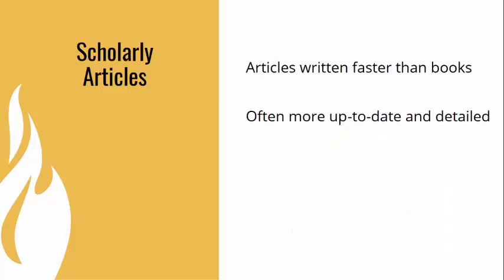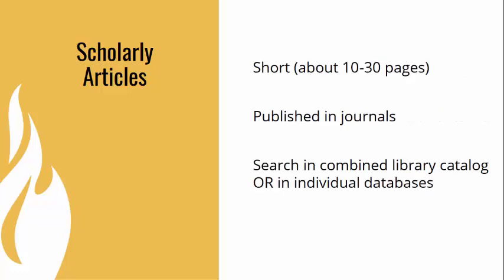It can take many years to publish a book, and it's much faster to publish an article. Because of that, scholarly articles often have more up-to-date information than books. Also, you'll probably get more detailed information from a scholarly article than from a book. Scholarly articles are much shorter than books, usually about 10 to 30 pages.